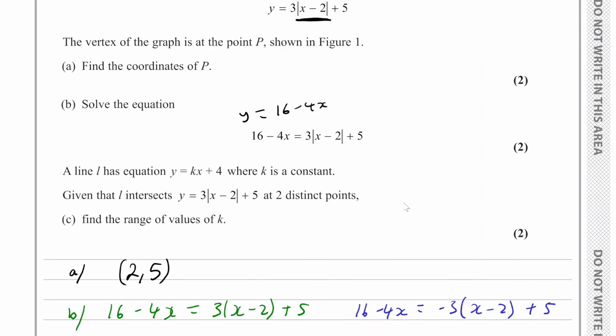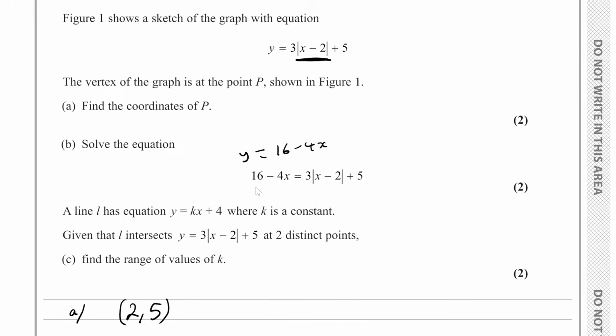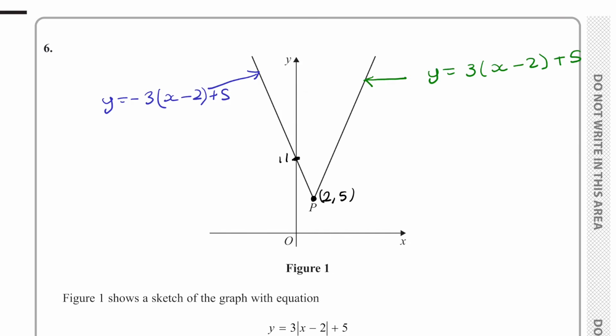A line L has equation y equals kx plus 4, where k is a constant. Given that it intersects at 2 points, find the range of values of k. So this line crosses down here at 4. And it intersects twice. So what are the options for its gradient?